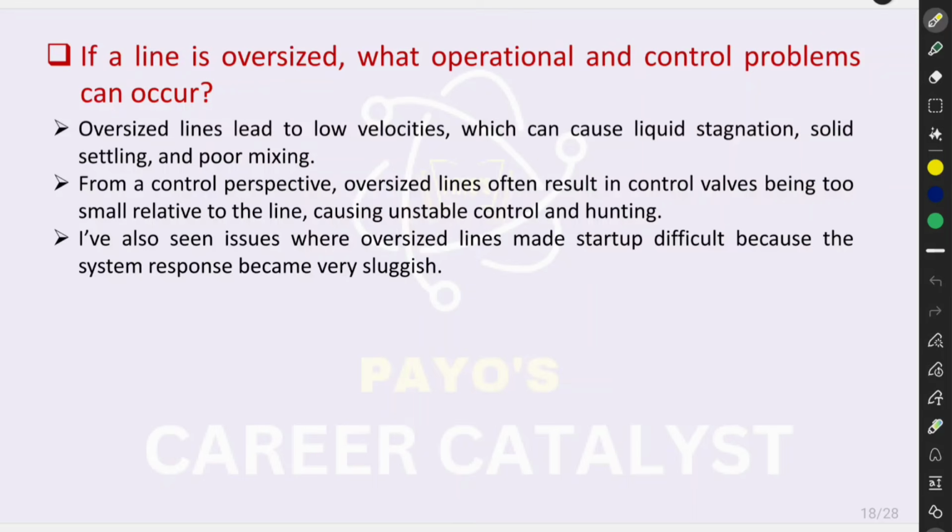From a control perspective, oversized lines often result in control valves being too small relative to the line, causing unstable control and hunting. I have also seen issues where oversized lines made startup difficult because the system response becomes very sluggish. What issues do you expect if a line is undersized?